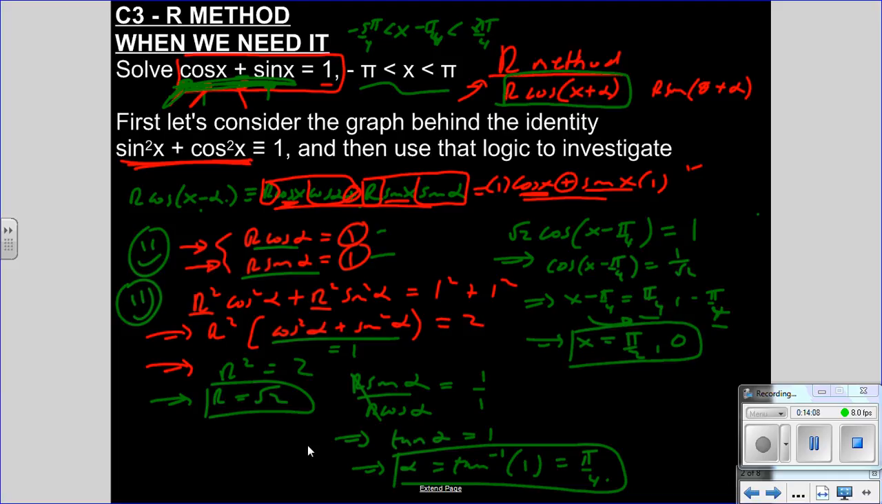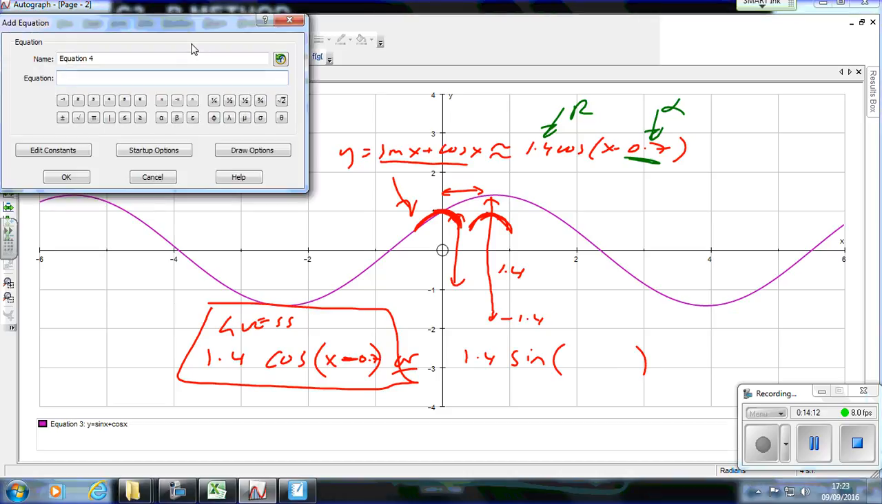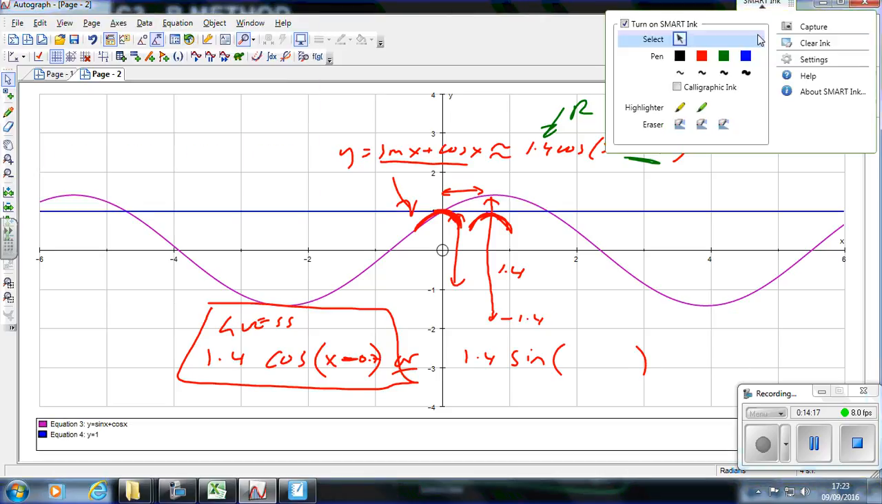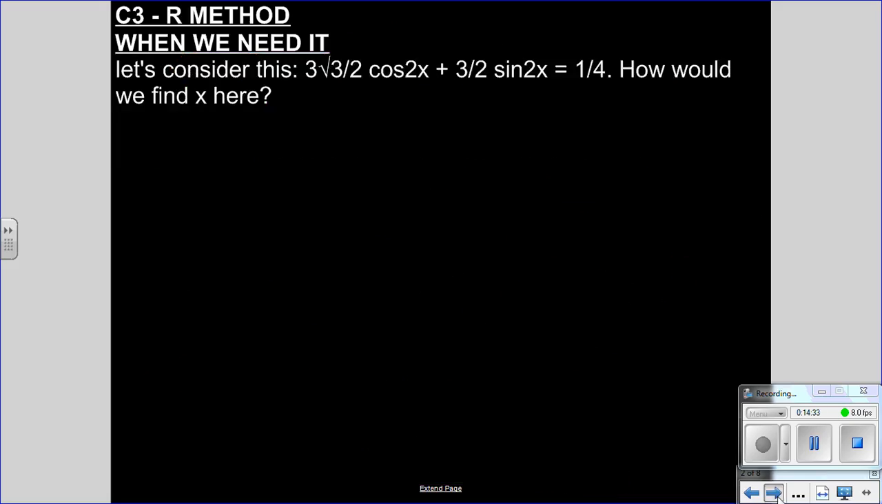And if we just check the graph, if I put in y equals 1, that blue line there, you can see, bang, that they do in fact cross at 0 and pi by 4. So I'm really happy with that. That's fantastic. Now, let's move on then to a formal example of where we can use this.